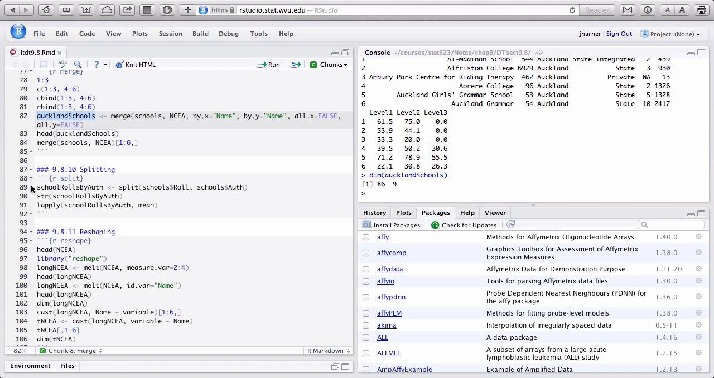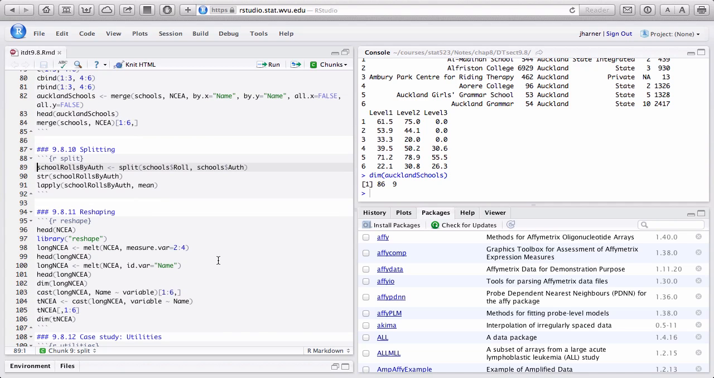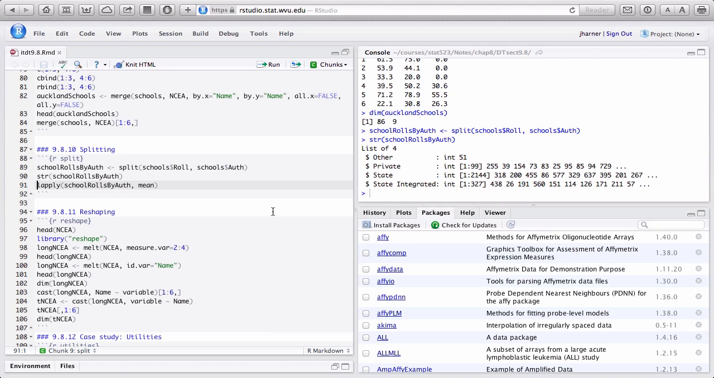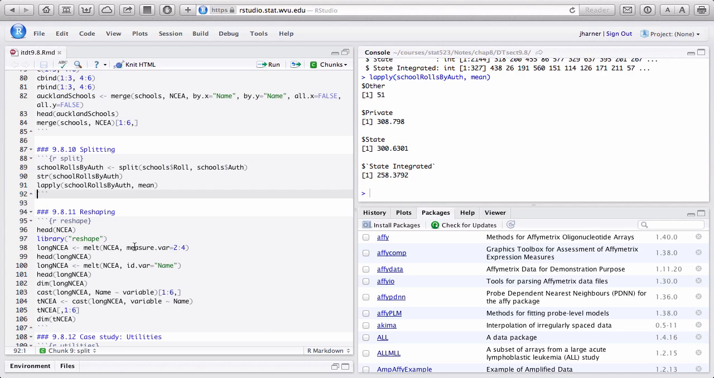Now, splitting. If I say I want to split enrollment by authorization, I can do that. And if I do that, by the way, you should learn the structure command, str, because that structure says that I have a list of 4. And these are the 4 components. And notice that it says that other is an integer. It says 1 observation, 51. Private is an integer, 1 to 99. These are the first group of observations. Then I have state integrated. So this tells me it's a list with 4 components, and it tells me how many are in each component. And now I can apply to that, and again I get these observations.